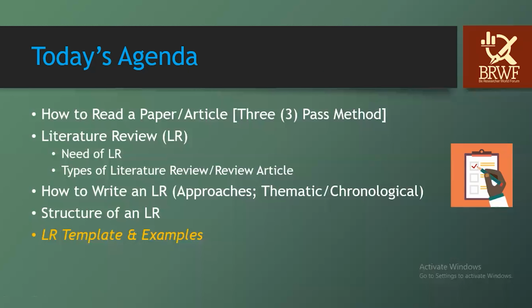Now I'm going to show you some template. This is the structure of a literature review. This is expected, but it can be in a different style as well. Sometimes people write the criticism with each paper, or sometimes we write the criticism of all papers at the end of the literature review. Both are accepted, no problem.